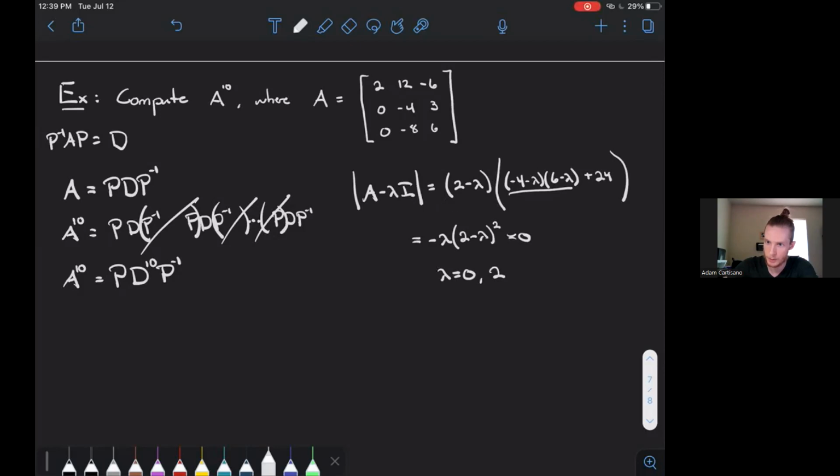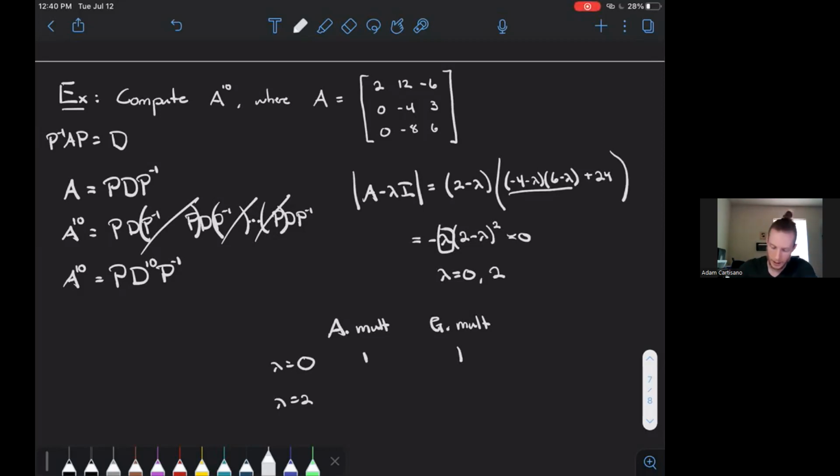Let me just check algebraic and geometric multiplicities of lambda equals 1 and lambda equals 2. Sorry, lambda equals 0 and lambda equals 2. When lambda equals 0, the algebraic multiplicity is just 1, which means that the geometric multiplicity, because it's an eigenvalue, will always be at least 1. So the geometric multiplicity is going to be precisely 1. It's going to be less than or equal to 1 and greater than or equal to 1.